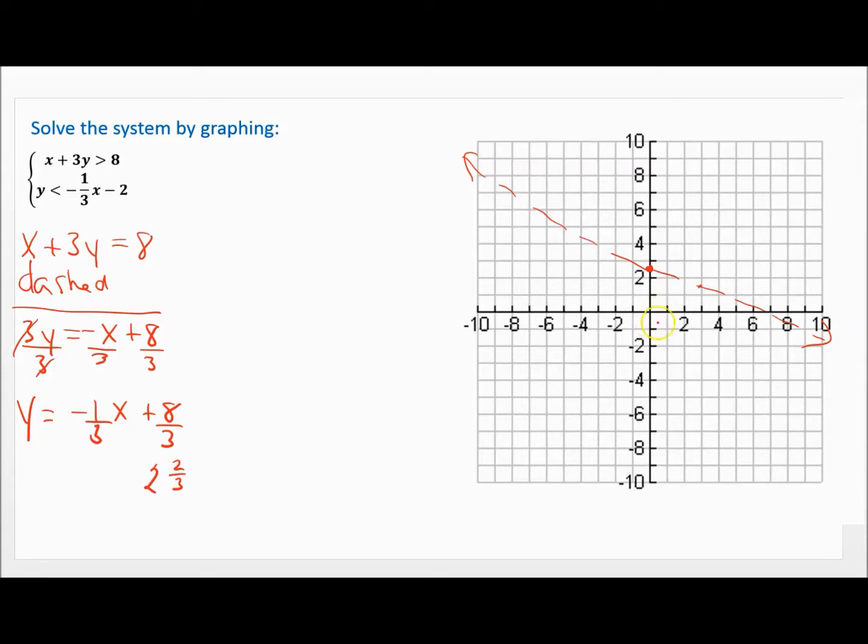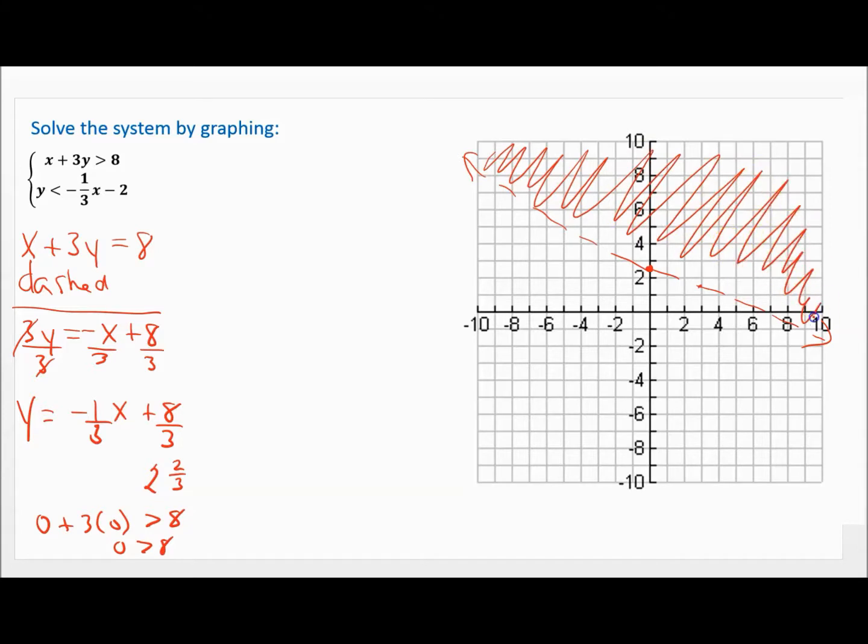0, 0 right in the middle. The origin is not on my dashed line, therefore I can use it as a test point. I'm plugging that directly in. 0 plus 3 times 0, is that greater than 8? It is not, so I don't shade the 0, 0 side. I shade up and to the right of my dashed line.